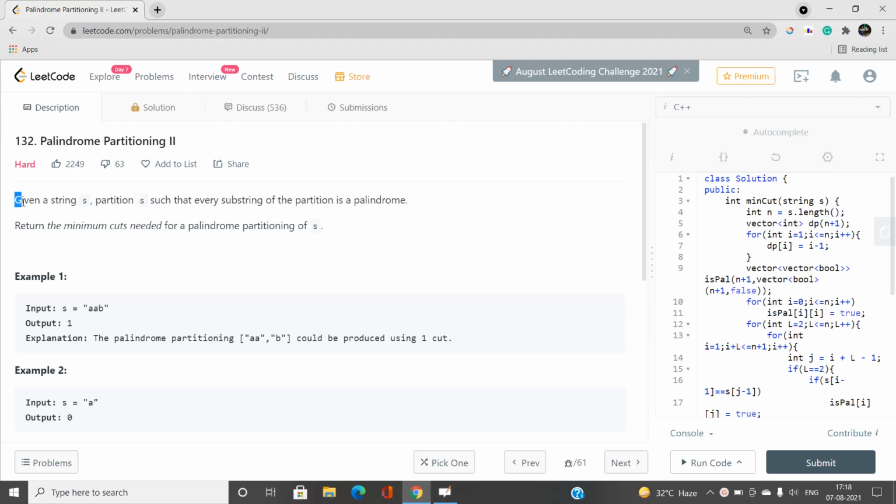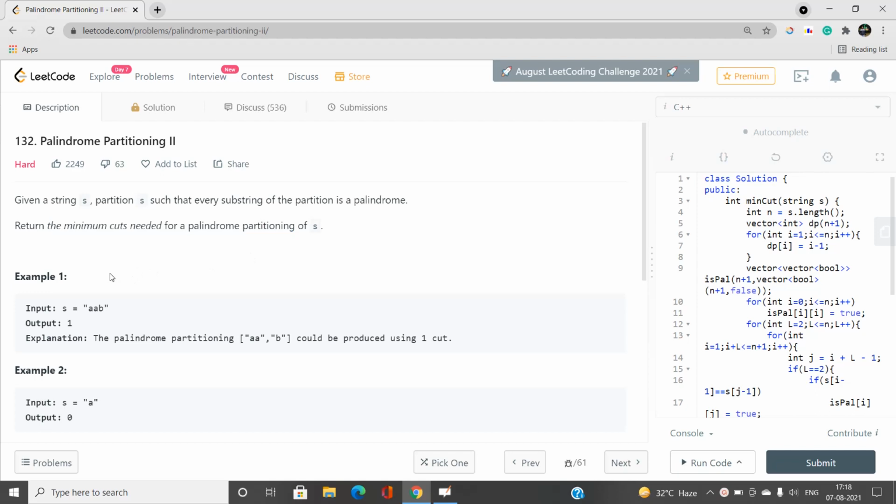Given a string s, we have to partition s such that every substring of the partition is a palindrome. So we need to divide the string into multiple substrings such that every substring is going to be a palindrome, and we need to return the minimum cuts needed for a palindrome partitioning of s.